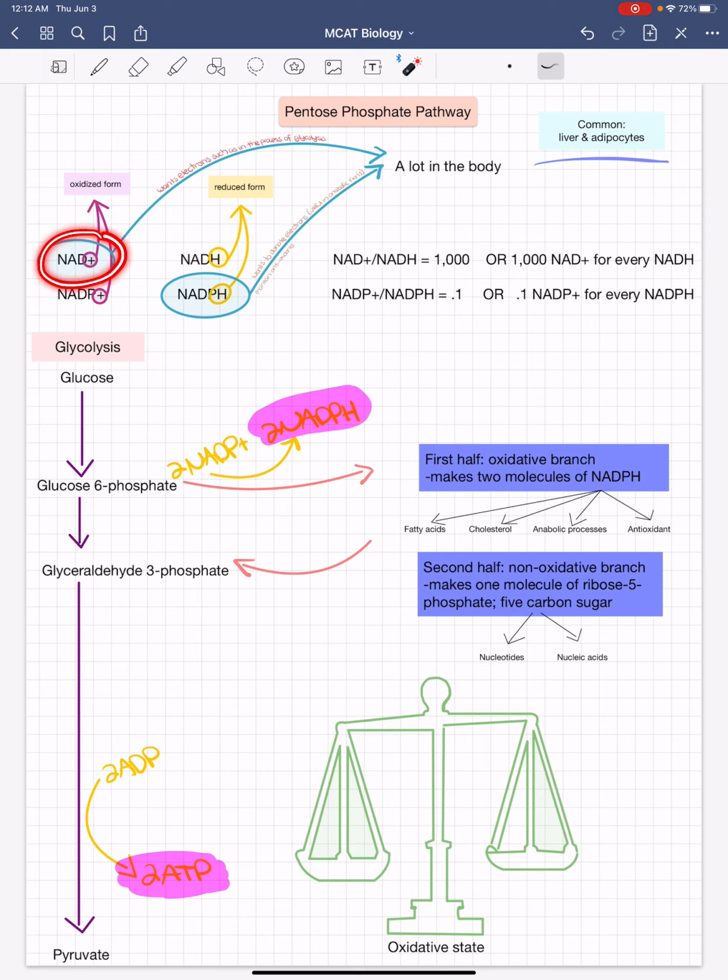NAD+ is more common in the body than NADH, while NADPH is more common in the body than NADP+. NAD+ participates in metabolic processes such as glycolysis, which is a catabolic pathway since it breaks down complex molecules such as glucose and releases energy for the body to use such as ATP.